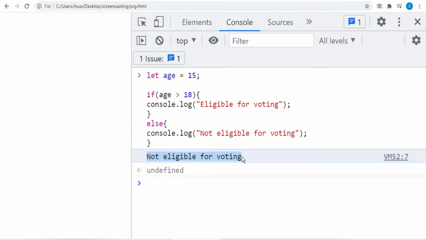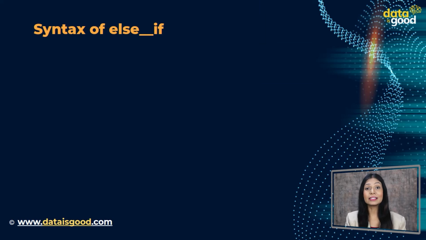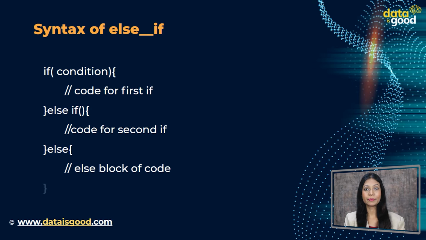But what if we want to add another condition in the code? Yes, we can do that too. Else if statement. We can use the else if statement when we want to use another condition. Syntax. If condition, code for first if. Else if, code for second if. Else block of code. Look at a simple example for better understanding.